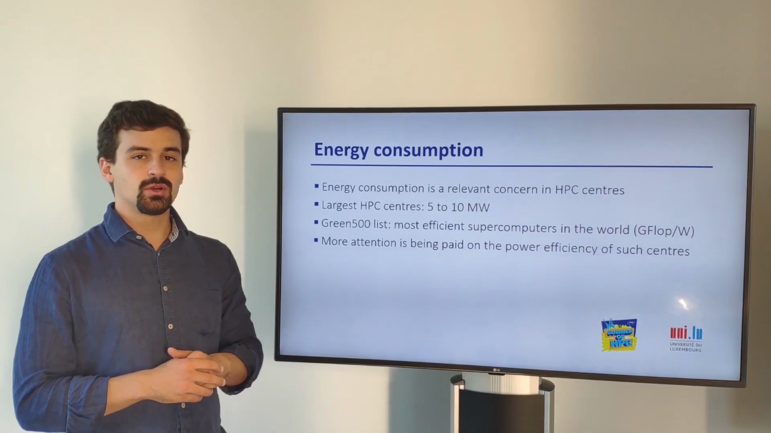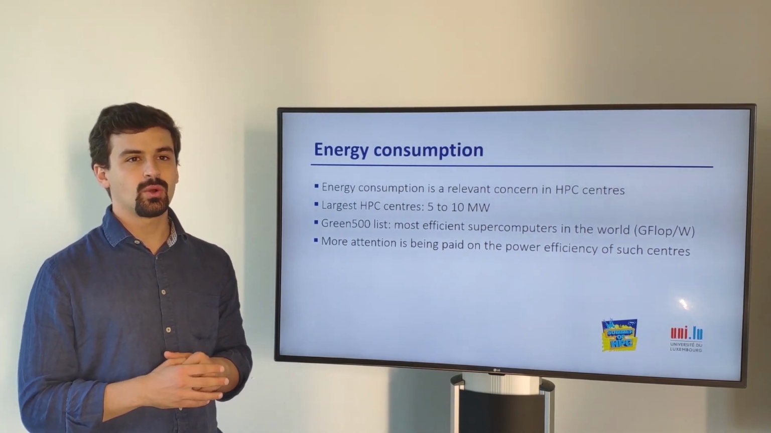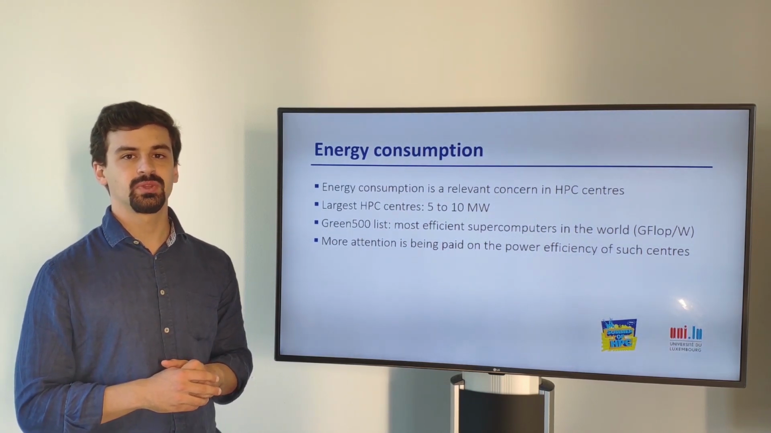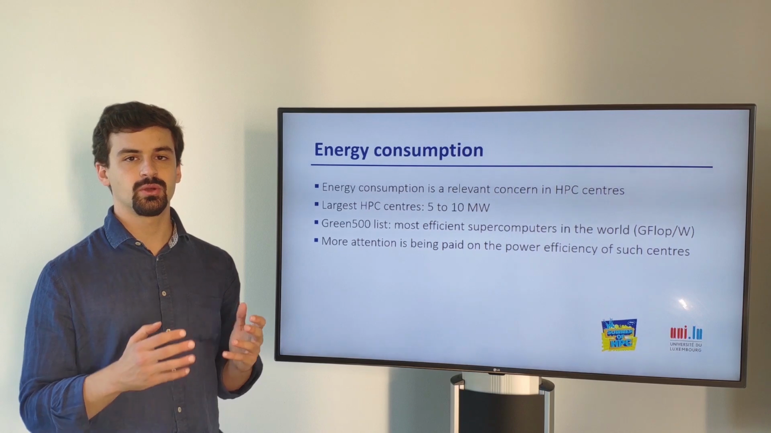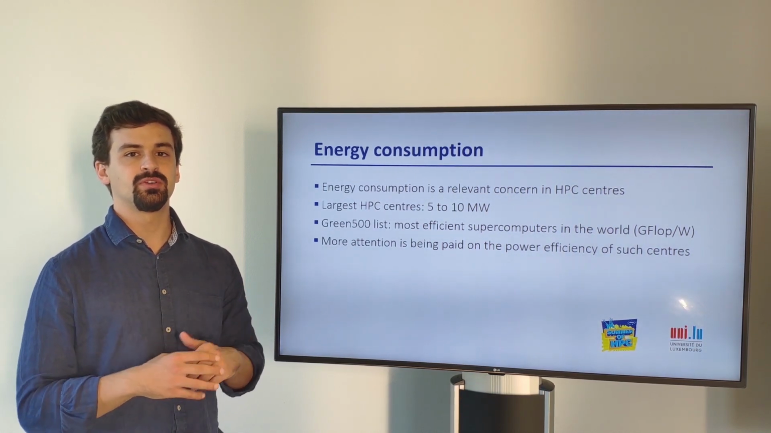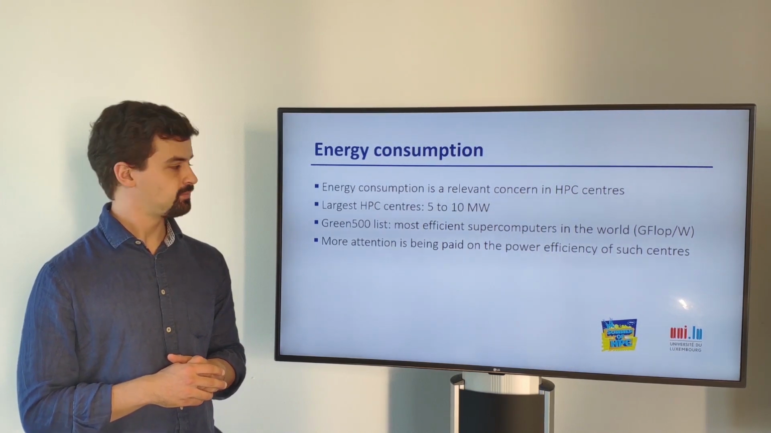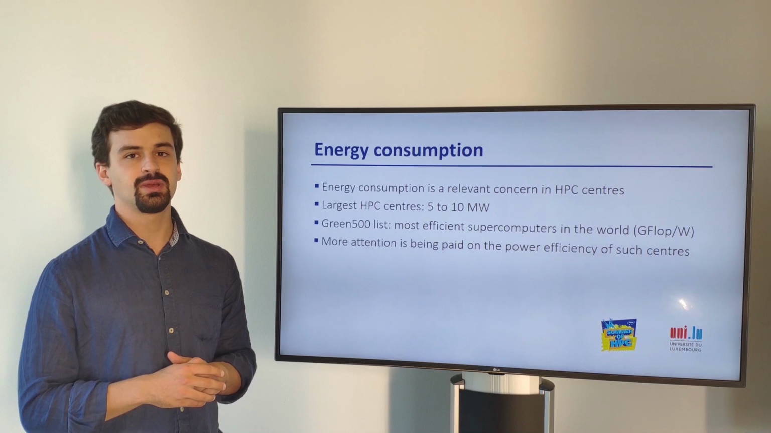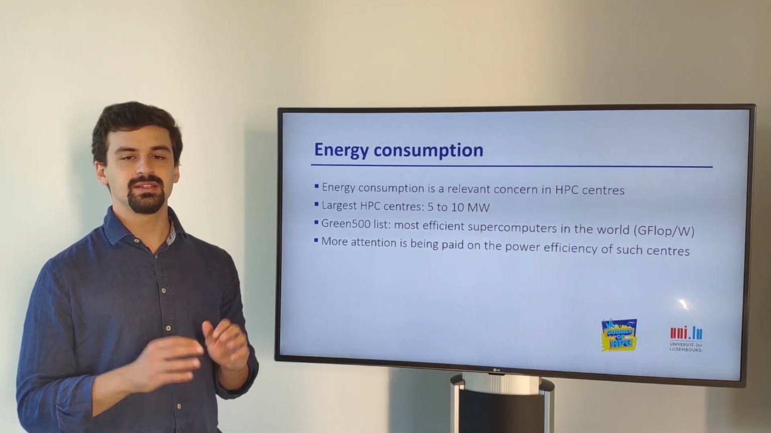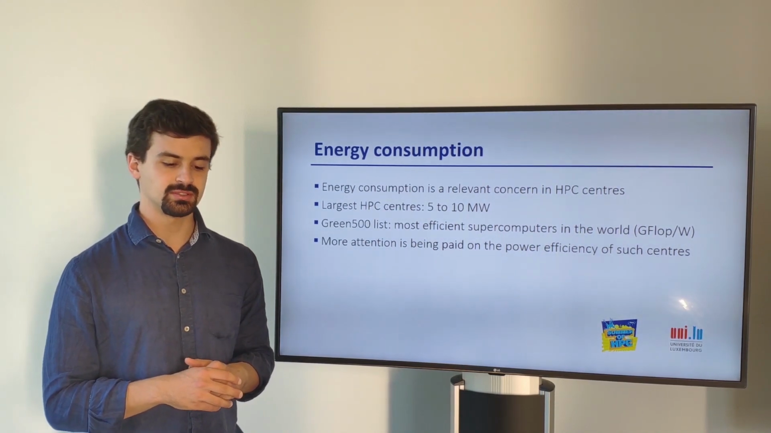Energy consumption is a real concern in the HPC world. The largest HPC center can request 5 to 10 megawatts, but even more in some cases. The Green 500 list shows and ranks all the best supercomputers in the world by gigaflops per watt, which is a common measure for the efficiency of such centers. More attention is paid on this topic, and thus it is clear that understanding in detail the consumption of each component is a key feature in such systems.